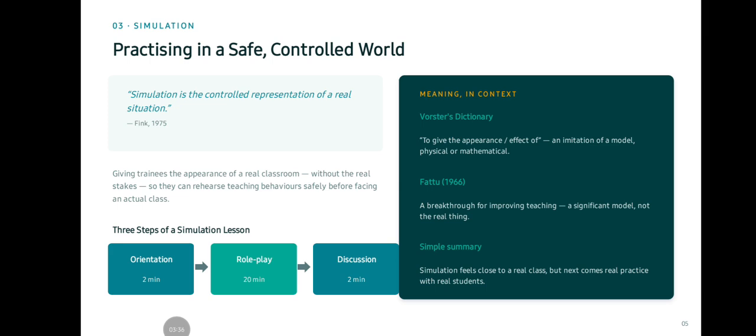Meaning in context. Webster's dictionary says to give the appearance or effect of an imitation of a model, physical or mathematical. Fattu says a breakthrough for improving teaching, a significant model, not the real thing. Simple summary. Simulation feels close to a real class, but next comes real practice with real students.